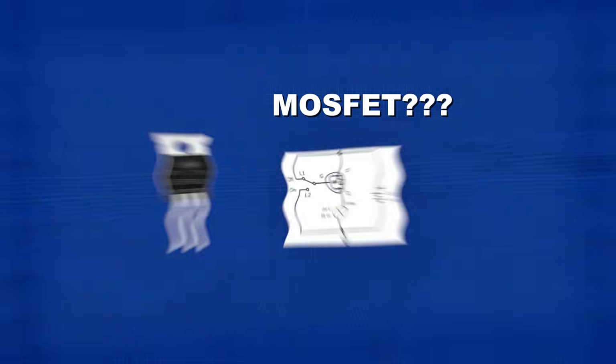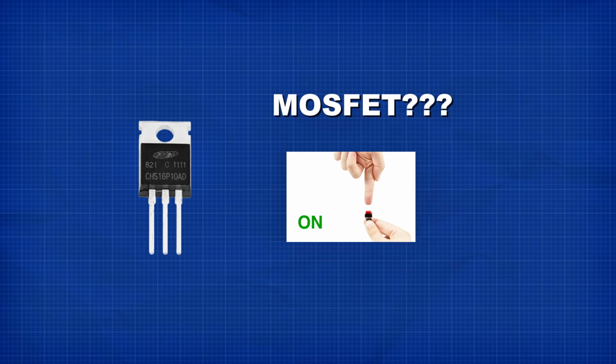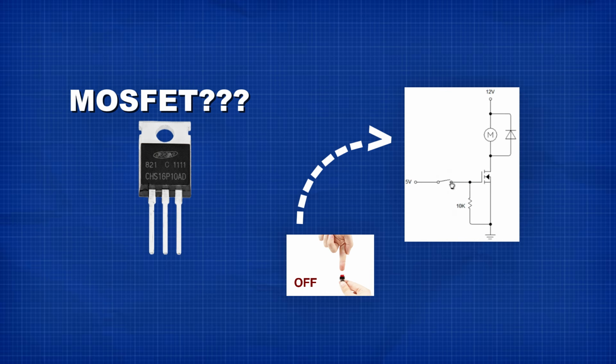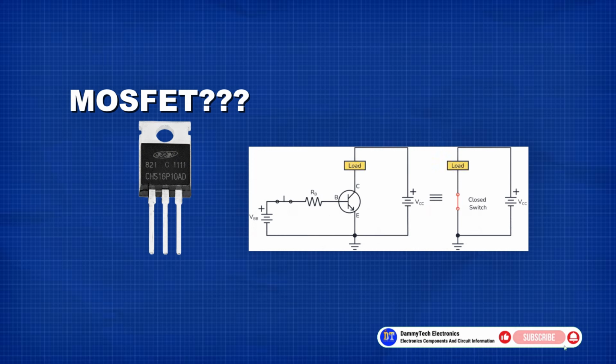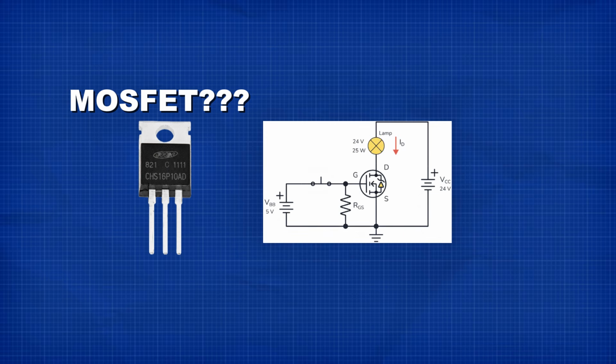Think of it like a very smart electronic switch, but instead of pressing it with your finger, you control it using voltage. That right there is the key idea, voltage control. Unlike a normal bipolar transistor that needs current to operate, a MOSFET is controlled by voltage applied to its gate terminal. And that is why it has very high input impedance and very fast switching speed.